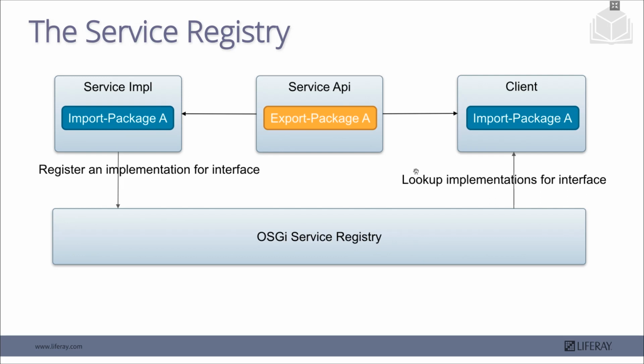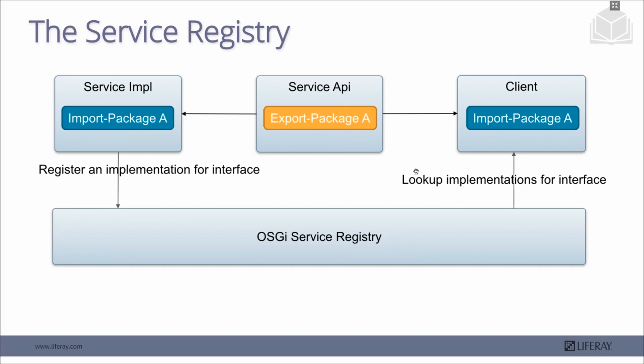Over in the service implementation, this is a completely separate OSGi bundle. We're going to bring in the package that contains the interface so that we can implement it. So the service impl brings in package A so that we can implement the interface over in the service API. When we implement the interface, this is going to be implemented using a component. The component is going to be registered to the OSGi service registry. In so many words, it's going to say, hey, my functionality is to implement this specific interface.